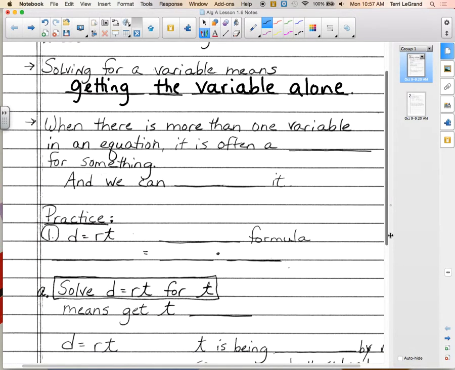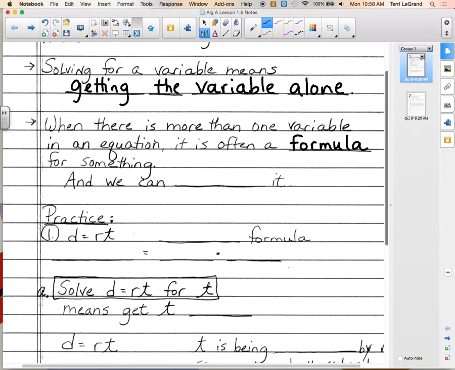Okay? So when there is more than one variable in an equation, it is often a formula for something. We worked with a formula in our exploration assignment that we did for today. What was that formula we worked with today? Anybody remember it? Abby? Yeah, length times width equals area. Little l times little w equals capital A, area.